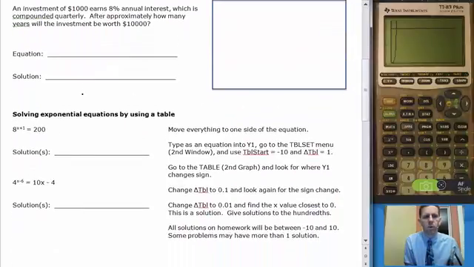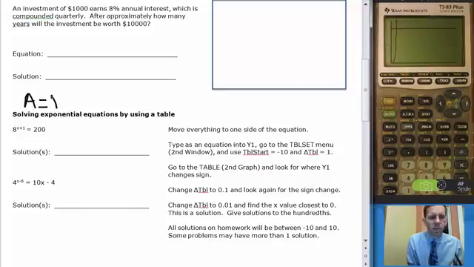An investment of $1,000 earns 8% interest, which is compounded quarterly. After approximately how many years will the investment be worth $10,000? This is a problem that's going to involve a compound interest formula. And our formula for compound interest is A equals P parentheses 1 plus r over n parentheses to the nt power.